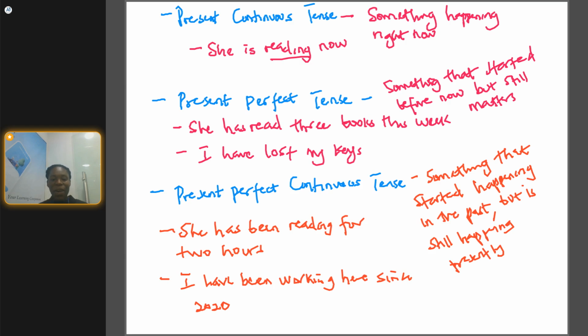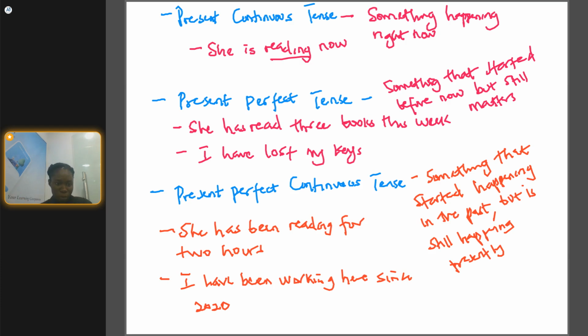All right. So, present perfect continuous tense. Like I said, something that started in the past and is still happening in the present. Okay. So, when you say she has been reading for 2 hours, it means she started reading 2 hours ago, which is in the past, but she's still reading. Okay. So, that's present perfect continuous.